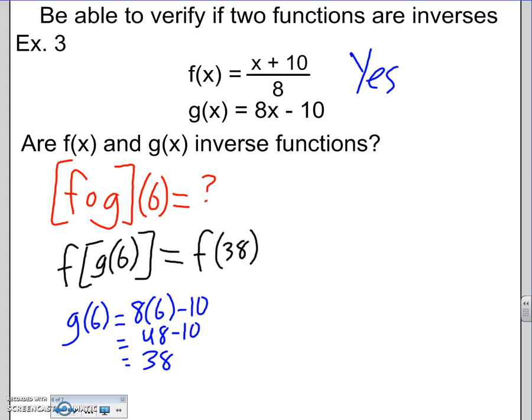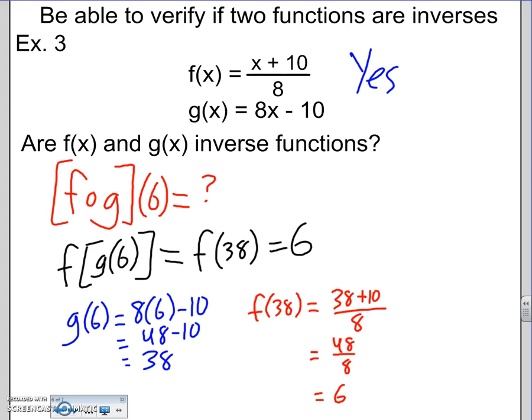So now we got to figure out what that is. So I'll go over here. Let's see what f of 38 is. So go to equation f, plug in 38 for x, 38 plus 10 all over 8. Well, that's just 48 over 8, which reduces to 6. So this turns into 6. You see how when I plug something in, when I flip it back, I get the same answer back? So I plug in 6, I know I get 6 back.